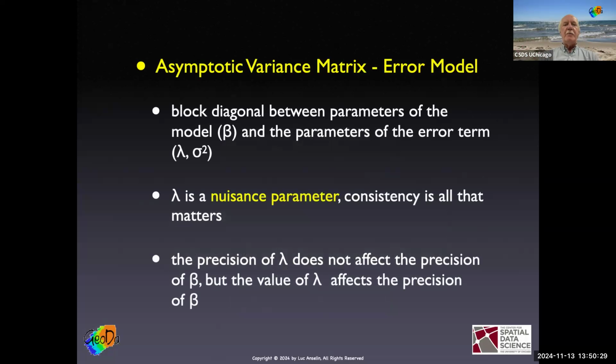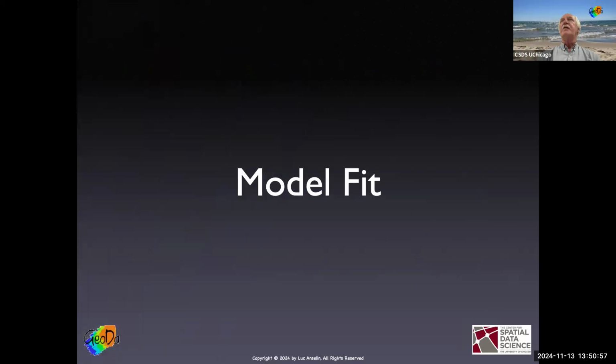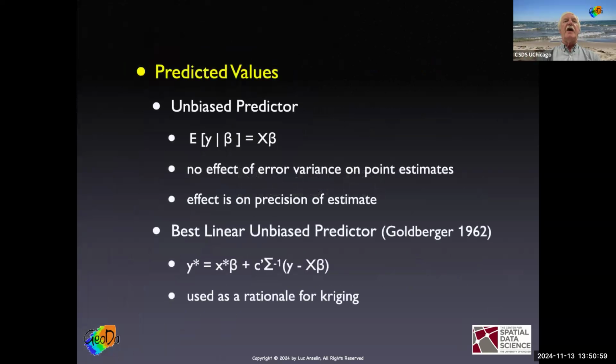So in sum, it's block diagonal, which is a good thing. Lambda is a nuisance parameter. Consistency is all that matters. The precision of lambda does not affect the precision of the beta estimate. But the value does, because the value of lambda enters into this spatially filtered X, which is what we ultimately use to get the betas. So that's all good. Then a few comments about predicted values and residuals.